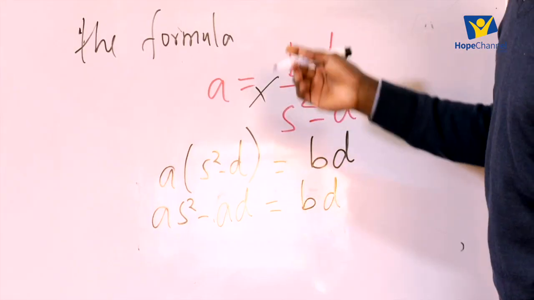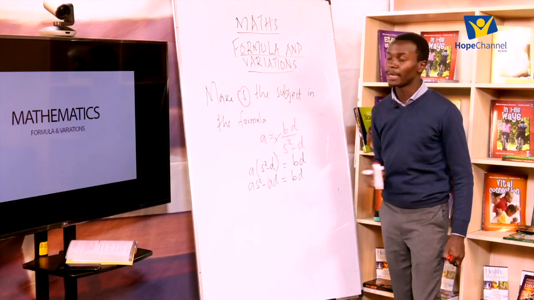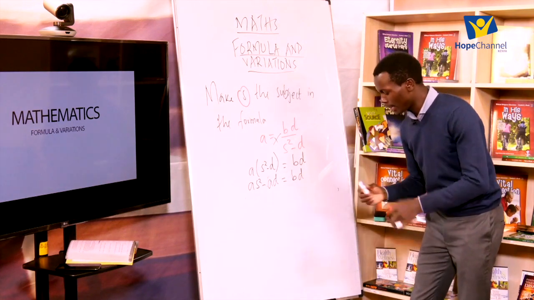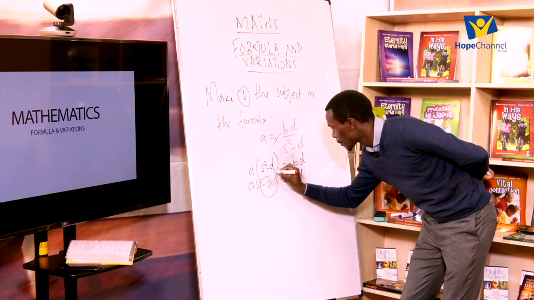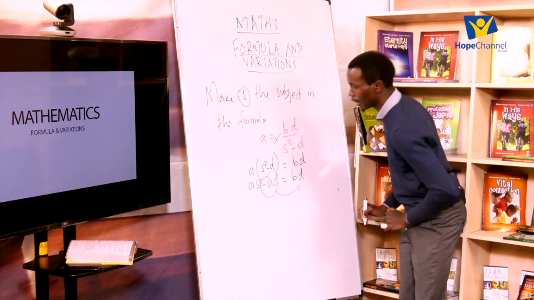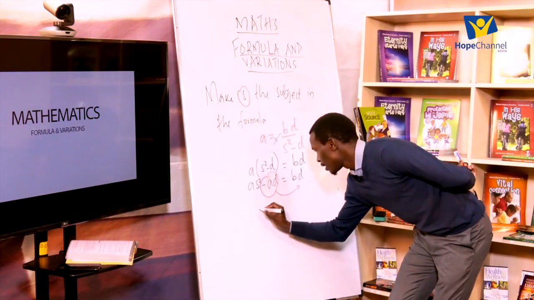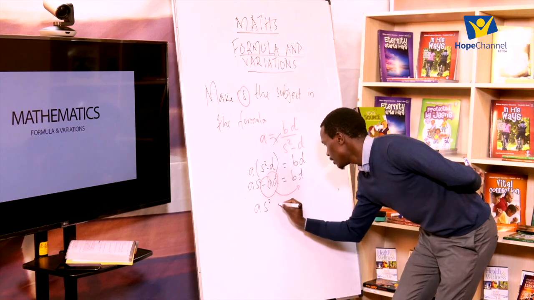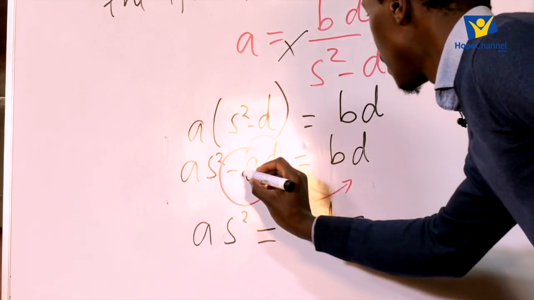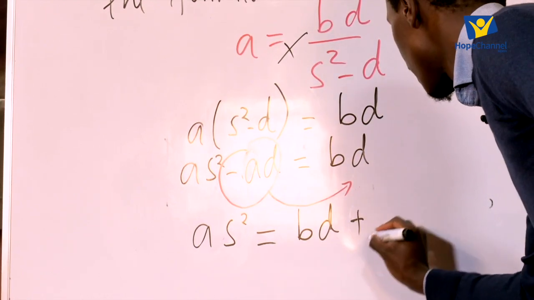Now because we need to make s the subject, remember our question is about making s the subject, so we are going to take this negative ad to the other side, so that we remain with as squared on the left hand side. And by doing so, we'll have as squared is equal to bd minus, because it is a negative, when it goes to the other side it becomes a positive, that is plus ad.